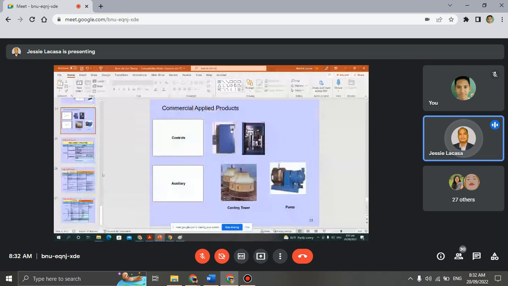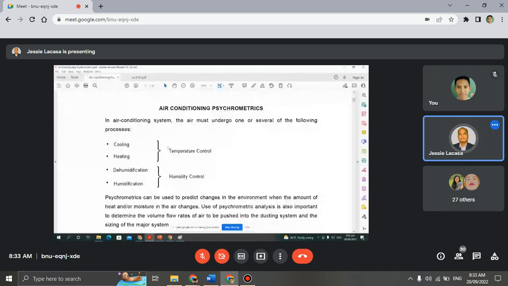So for air conditioning psychrometrics, in an air conditioning system, the air must undergo, di ba, for total comfort air conditioning, it must cool, it must heat, it must dehumidify, and it must humidify. So when we say cooling and heating, it is for temperature control, and dehumidification and humidification, it is for humidity control.